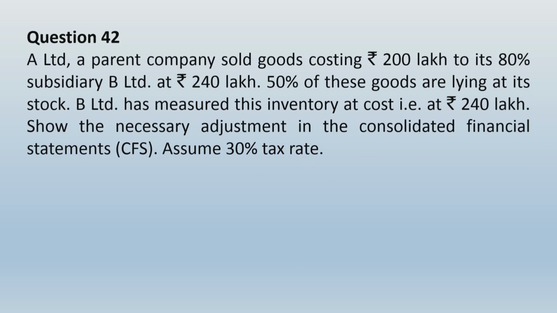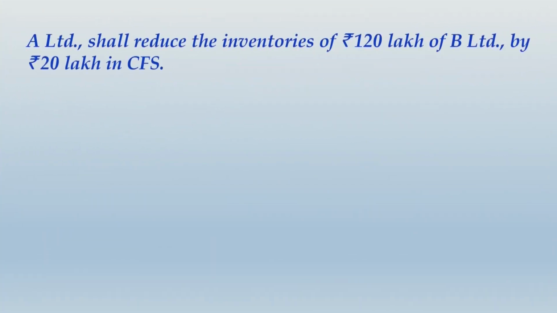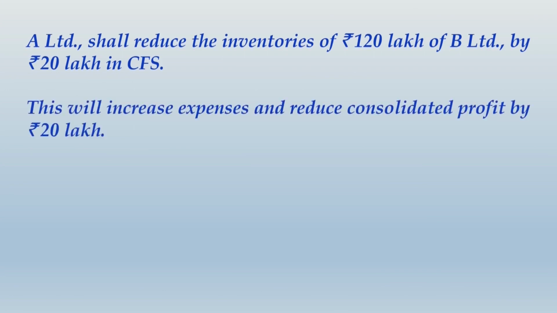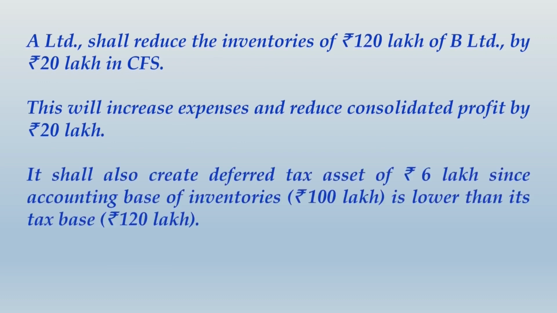So let us see how to present the answer. In your answer, you are going to simply write: A Limited shall reduce the inventory of rupees 120 lakhs of B Limited by rupees 20 lakhs in CFS. This will increase expenses and reduce consolidated profit by rupees 20 lakhs. It shall also create a deferred tax asset of rupees 6 lakhs, since the accounting base of inventories, that is rupees 100 lakhs, is lower than the tax base, that is rupees 120 lakhs. So friends, write up this whole thing, and that will be end of the answer.